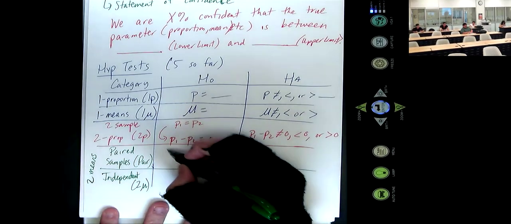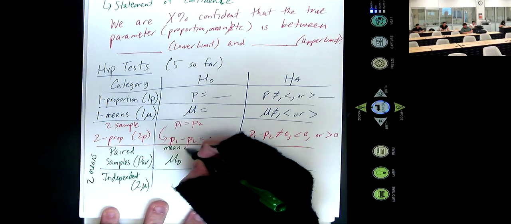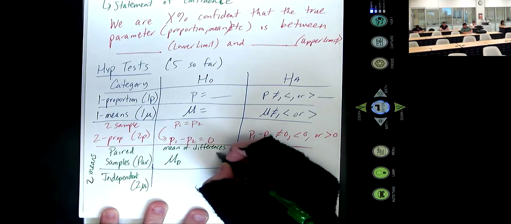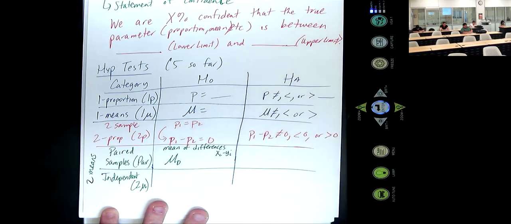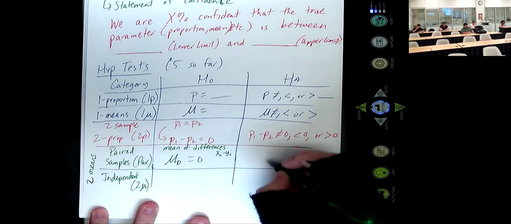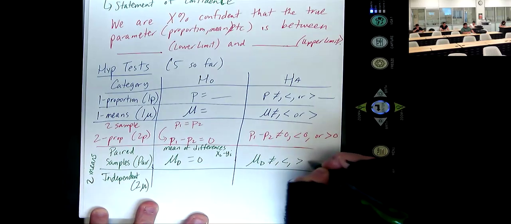This one is a little weird. The mu here is mu D. It's the mean of the differences, like xi minus yi. X is sample of group 1, y is group 2. And you subtract each individual pair and then you take the mean of that. It's hard to write that in words very well without writing a paragraph. But we do mu d equals 0, and over here it's mu d doesn't equal 0, is less than or greater than 0.